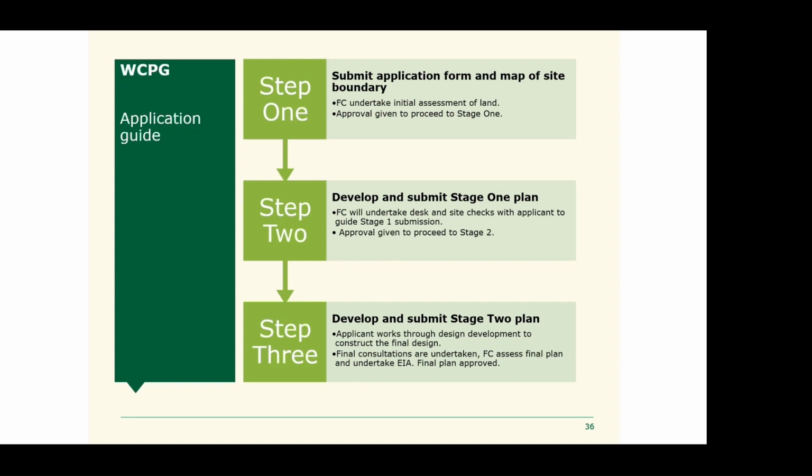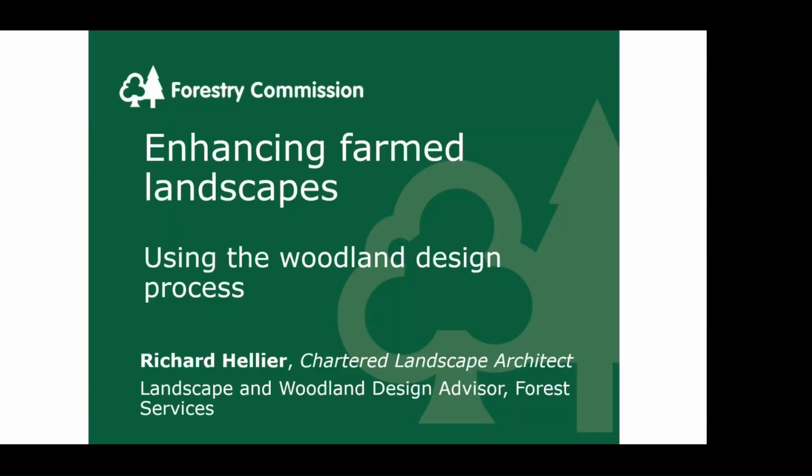But these are the steps that you want if you are thinking about coming into the Woodland Creation Planning Grant: submit your application form with a map boundary, an SBI if you have that detail, and then develop that stage 1. A lot of this will be handheld through the process by the Forestry Commission, but it does require work for you to take some time to do this, and then we'll develop that into stage 2. But yeah, there we go.